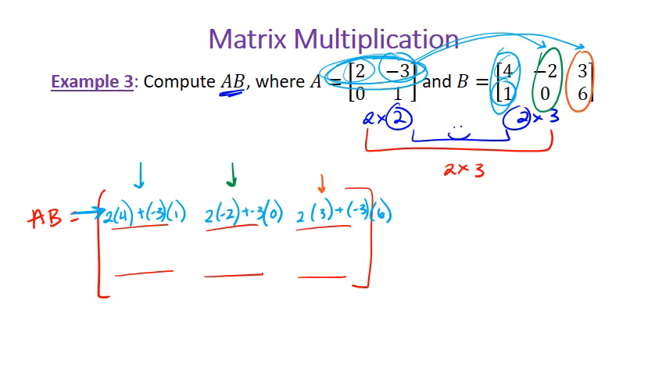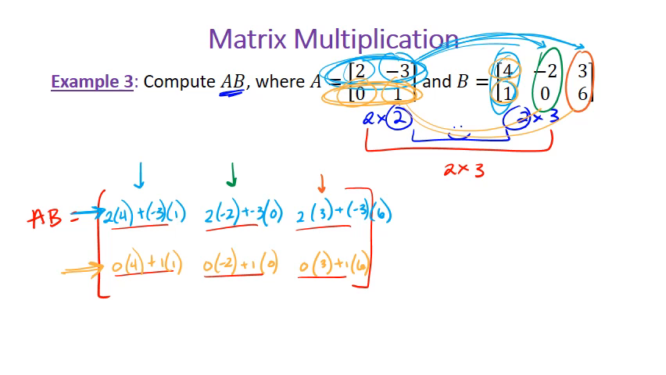Once you have used the first row on all 3 columns, then you can move on to the next row and do the same thing. So the second row, the result goes in the second row. So 0 times 4 plus 1 times 1. Move to the next column. 0 times negative 2 plus 1 times 0. Next column. 0 times 3 plus 1 times 6.